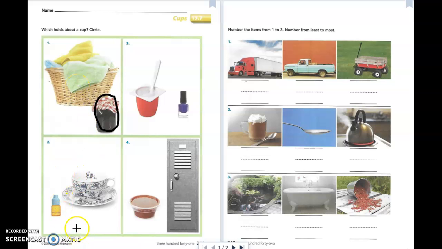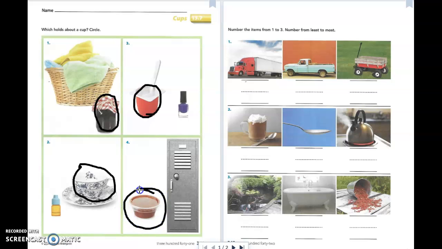All right. So over here we have an eyedropper and we have a teacup. Well, obviously the teacup is about the size of 1 cup. So let's circle that. How about over here for number 3, the nail polish or the yogurt? Well, the yogurt's about the size of 1 cup. And for number 4, we have this little sample size of ketchup, let's say, and then we have a locker. Well, obviously the little restaurant carry out thing is about the size of 1 cup, not a locker.